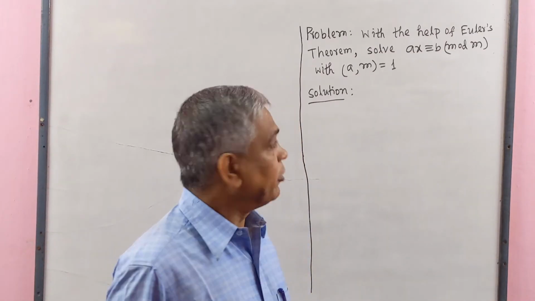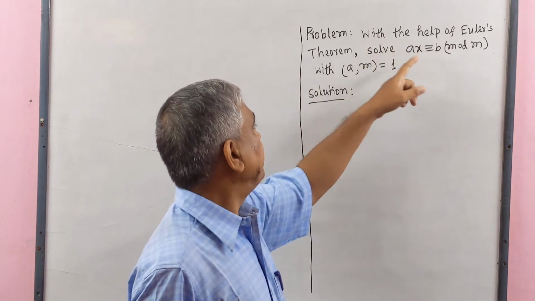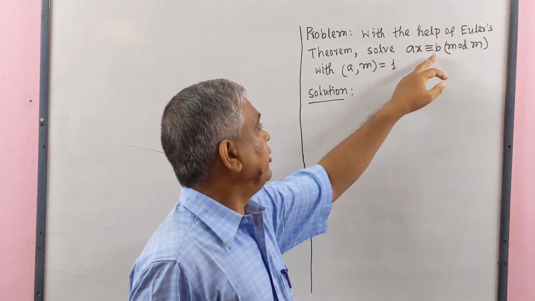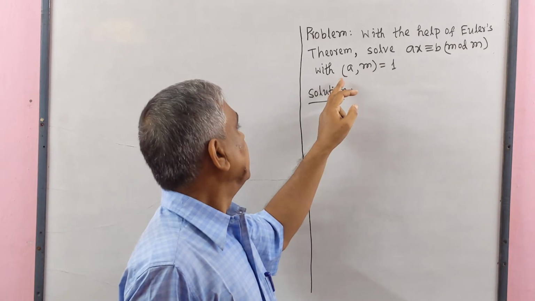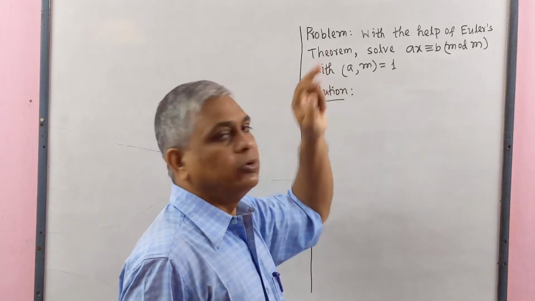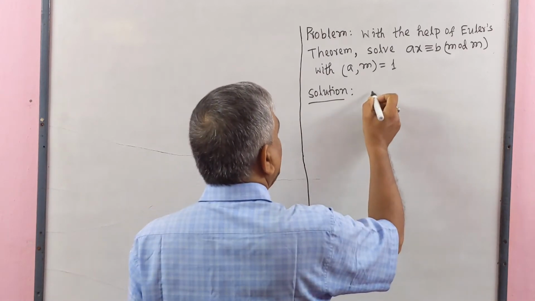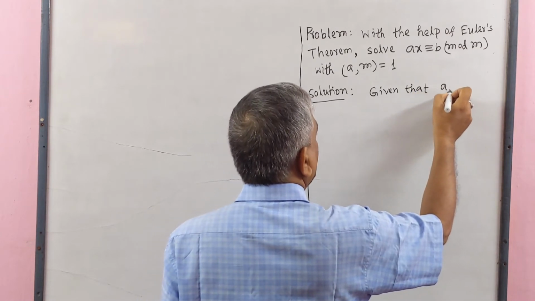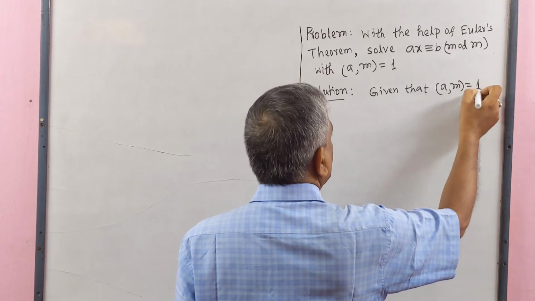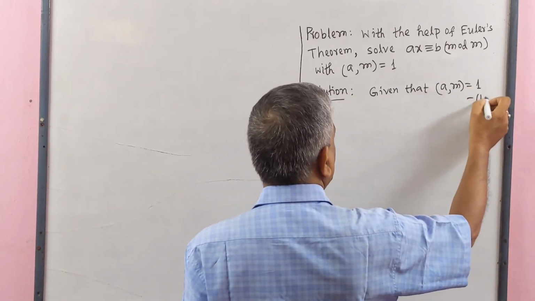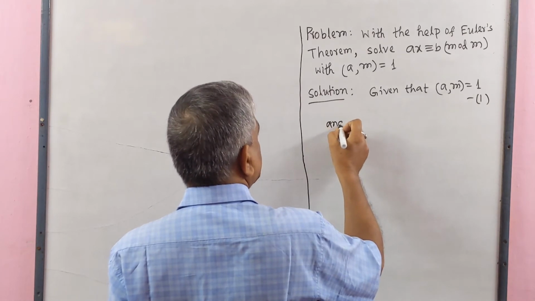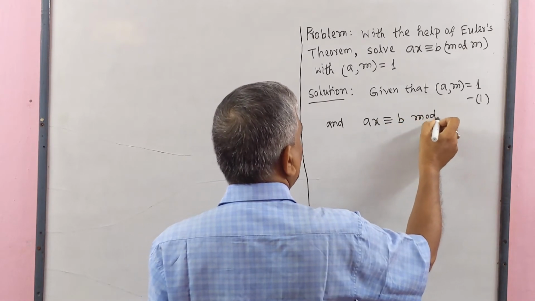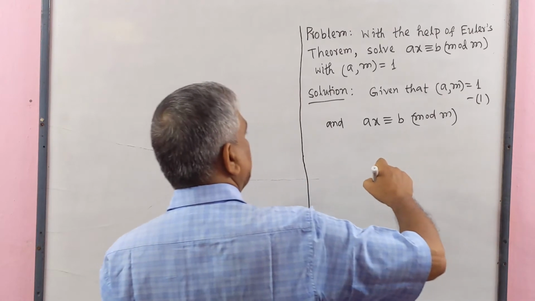Now we solve the next problem. Problem is, with the help of Euler's theorem, solve Ax is congruent to B modulo M with GCD of A and M equal to 1. Given that GCD of A and M equal to 1. This is number 1. And Ax is congruent to B modulo M. This is number 2.